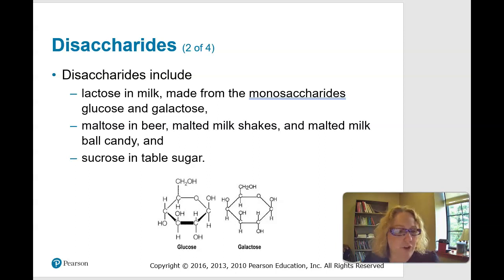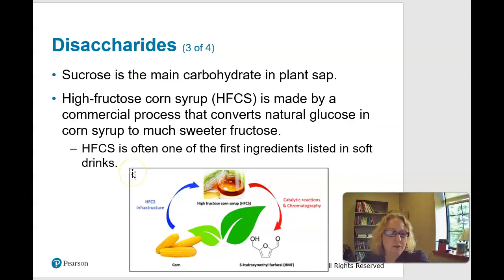And sucrose in table sugar. These are disaccharides, 2. Sucrose is the main carbohydrate in plant sap. High fructose corn syrup is made by a commercial process, and this process actually converts natural glucose in corn syrup to a much sweeter fructose. So essentially it's just a chemical reaction that makes the glucose into fructose.